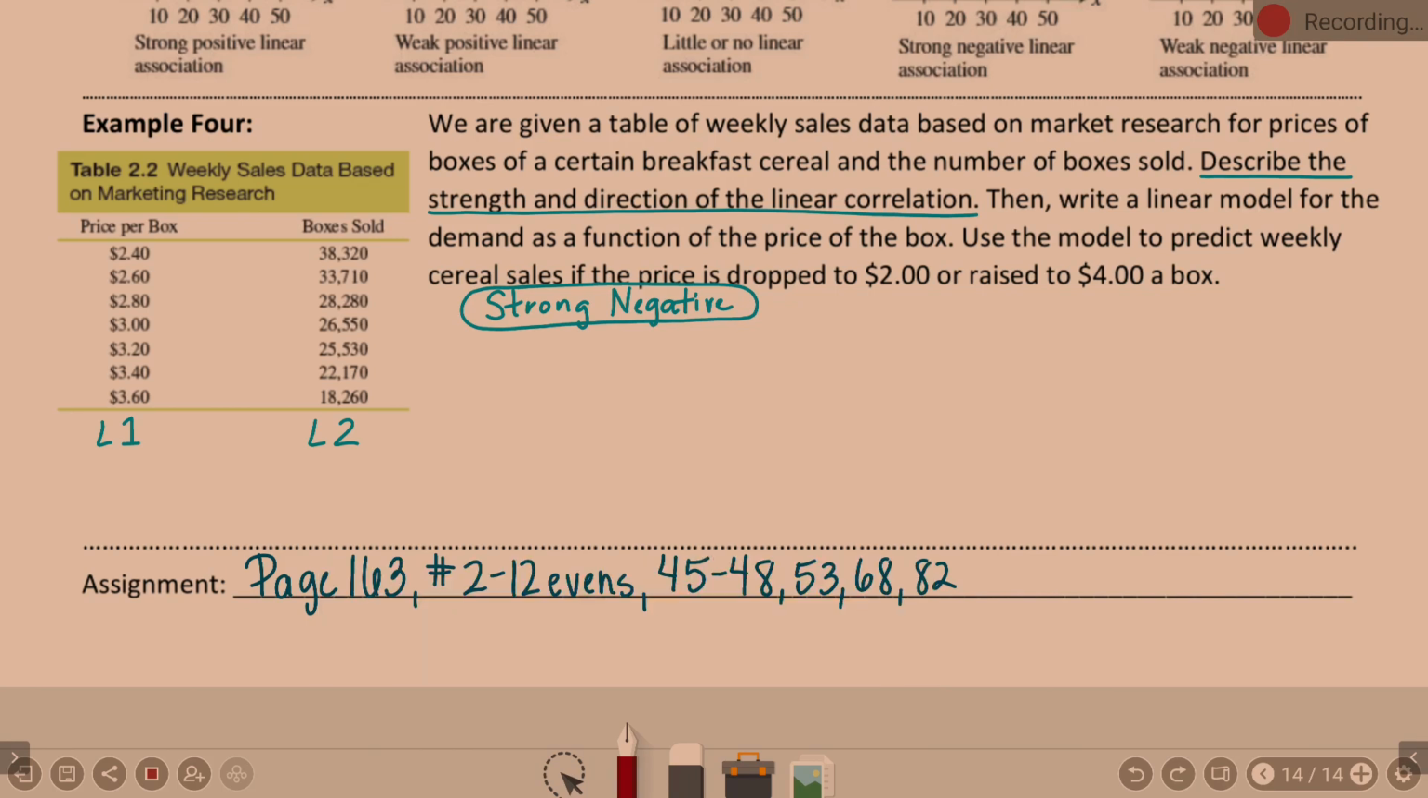Now, second question. Write a linear model for the demand as a function of the price of the box. Linear model. Write an equation. Now, linear, what form are we probably looking for? Y equals mx plus b. With that in mind, I already hinted, we're not doing this by hand. We could try and guesstimate this by hand, but we're not going to. Our calculator can do this for us. So are you ready? Sure, why not?